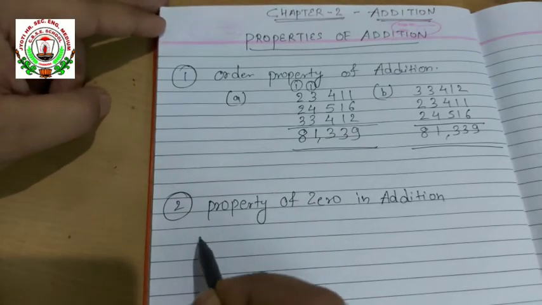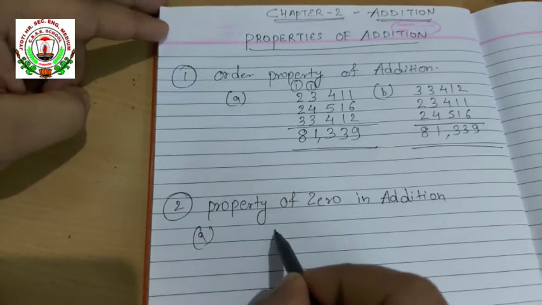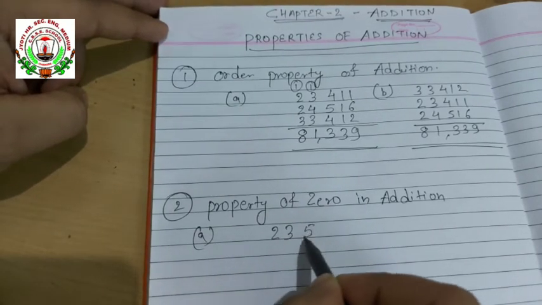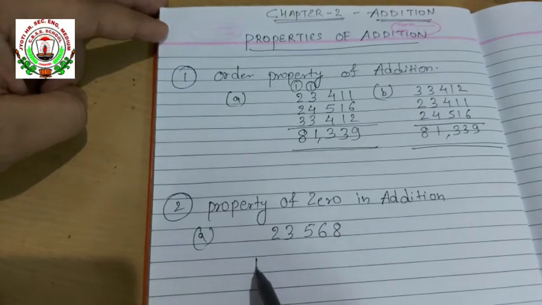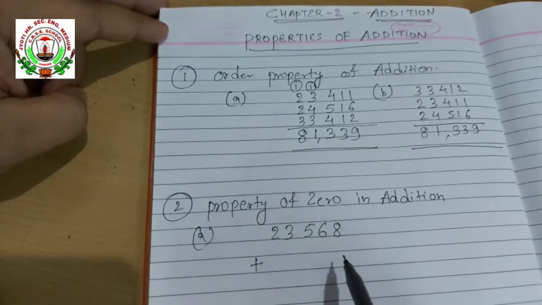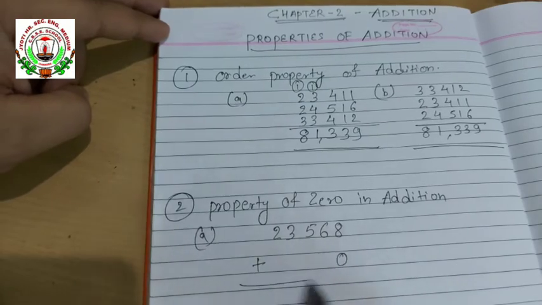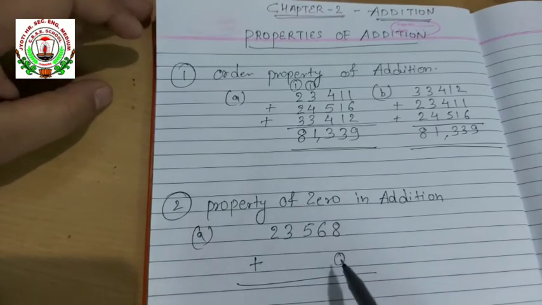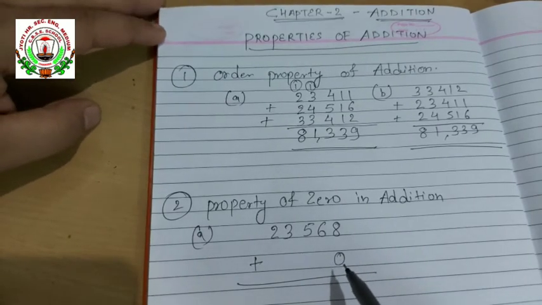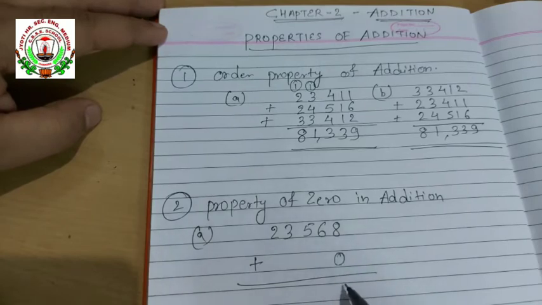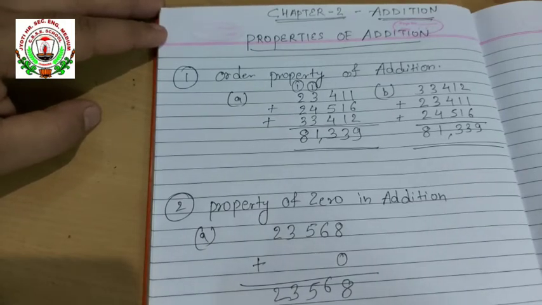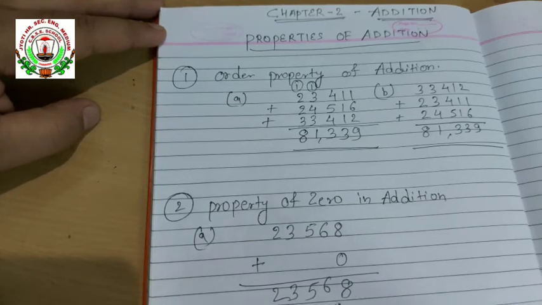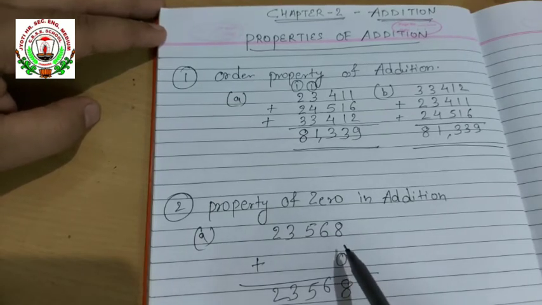For example, if you add 23,568 plus zero, let's see what sum we get. 8 plus 0, 8, 6, 5, 3, 2. So the sum is the number itself.